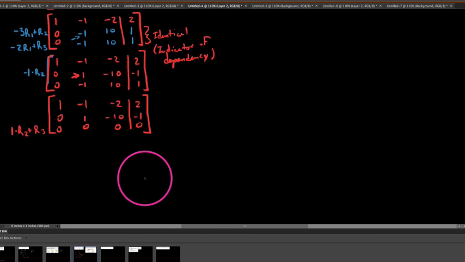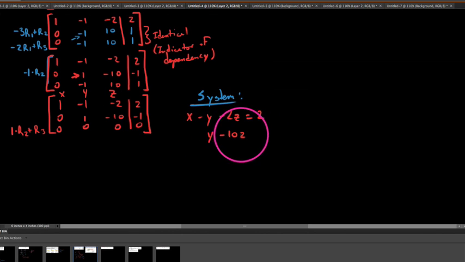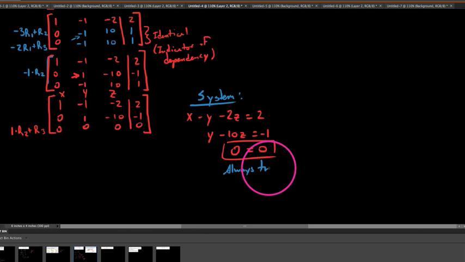As a matter of fact, we want to point this out. If we were to rewrite the system associated with this augmented matrix, then with x, y, z, and constant, we would say 1x minus 1y minus 2z's equaling a 2. Our second equation would be y minus a 10z equals a negative 1, but our last equation would really say 0 equals 0. And so one thing that I want to point out here is that it's always true. When's it true?